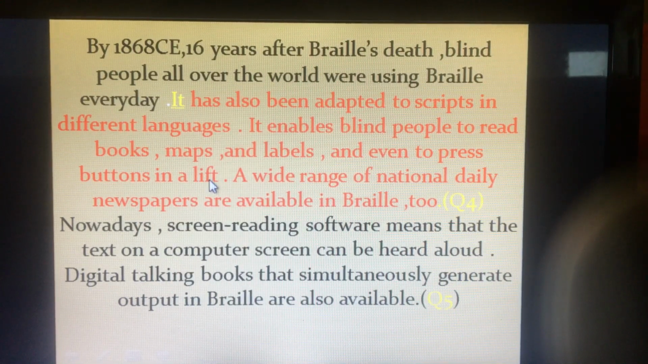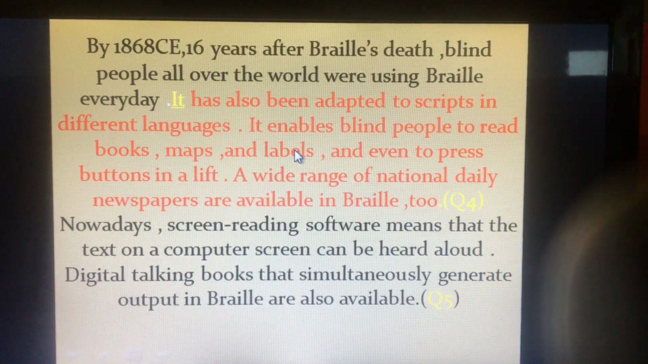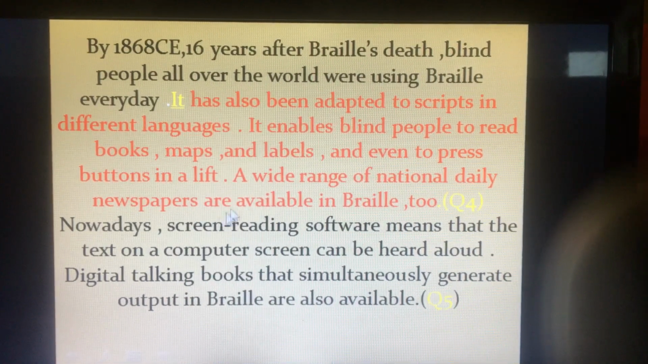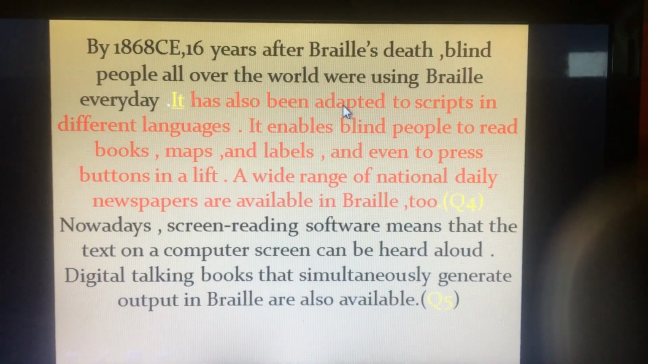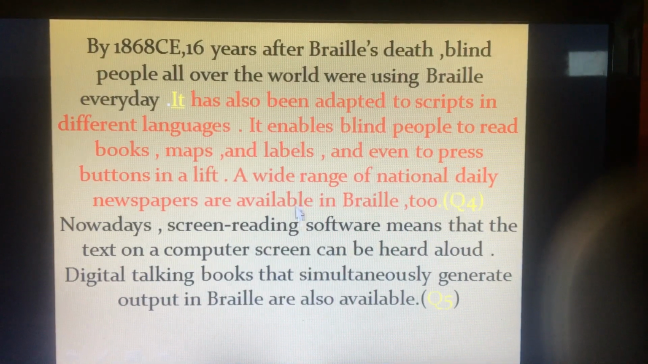Even in the lift. Even labels; we have some medicines that have raised dots written on them. A wide range of national daily newspapers are available in Braille too. This is the answer of question 4. From here, the red one is the answer of question 4.